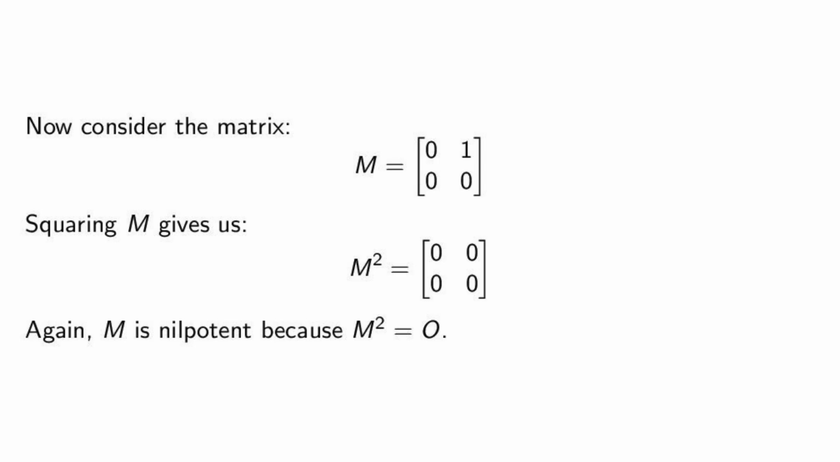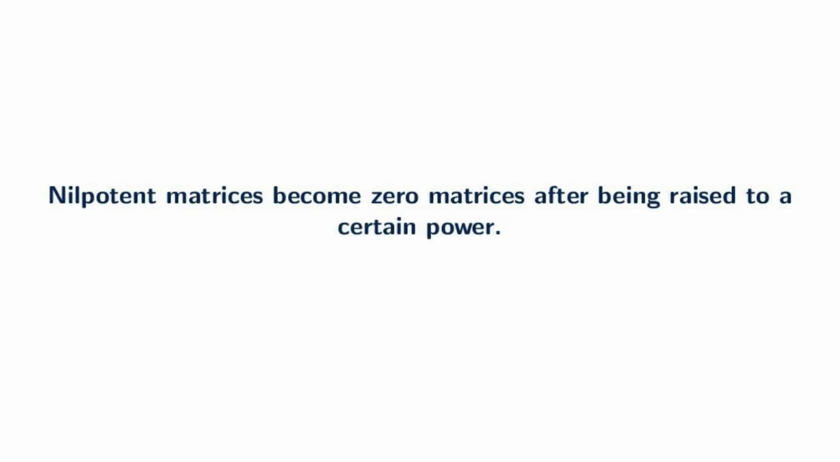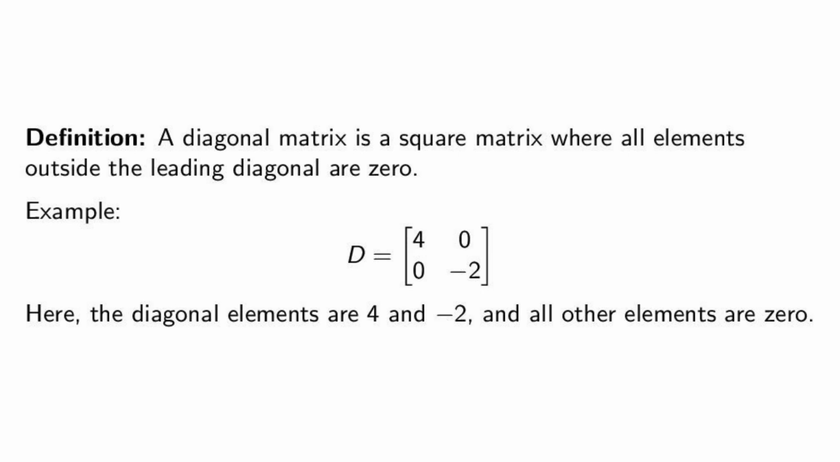Here's another example. This matrix is also nilpotent because if we square it, we get the 2 by 2 zero matrix. Next up, diagonal matrices. A diagonal matrix is a square matrix where all of the elements outside the leading diagonal are zero.